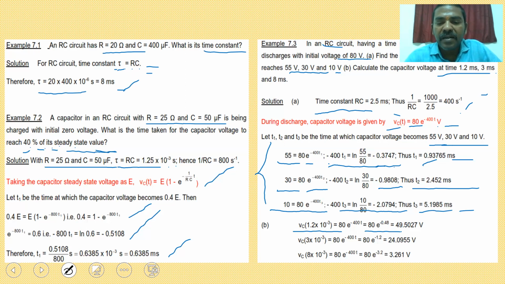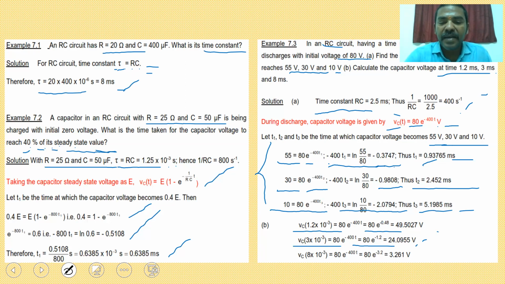Similarly for 3 milliseconds, substitute T is equal to 3 into 10 power minus 3. So the voltage drop across the capacitor is equal to 80 into e power minus 400 into 3 into 10 power minus 3. If you substitute, 80 e power minus 1.2, finally you are getting 24.0955 volts.